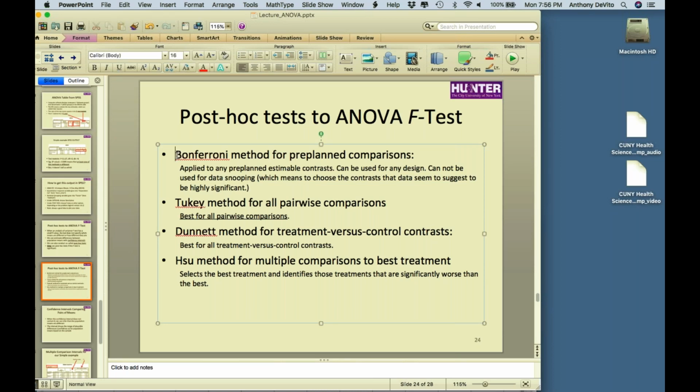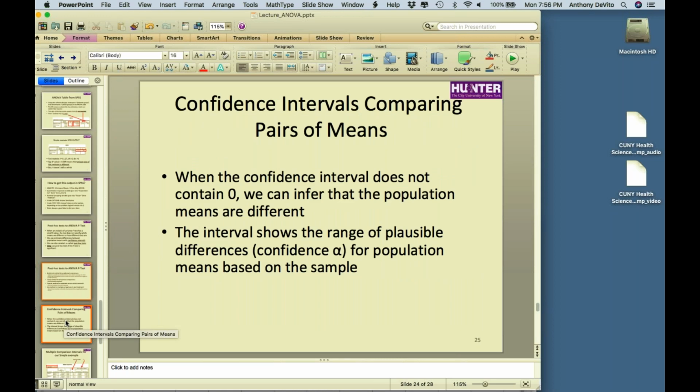Okay, what does that do for us? That allows us to compare all the different means to one another without increasing our probability of making a type 1 error above 5%. Unlike the t-test, if we use it repeatedly, it would increase our likelihood of making an error if we kept applying it over and over again. So that's the reason why these post hoc tests are so important.